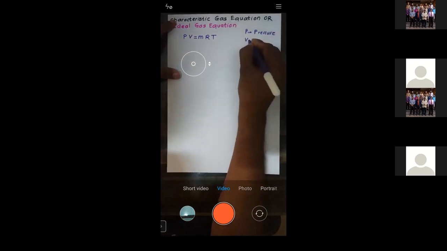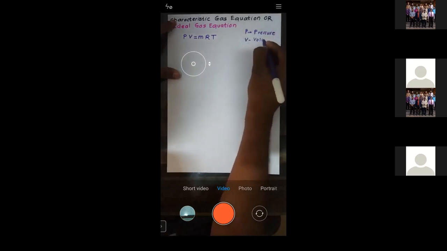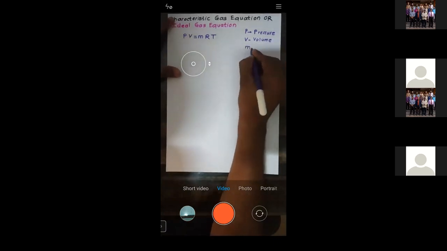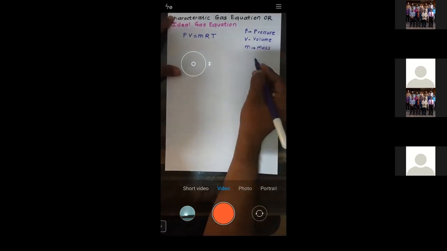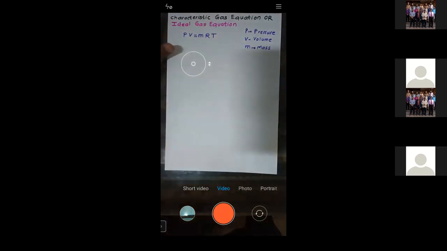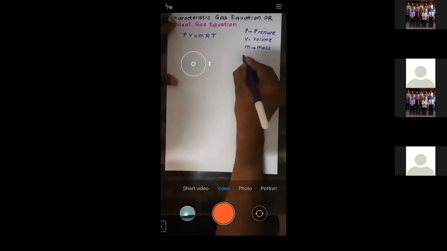What is V? V is nothing but volume. Pressure, volume. M is called the mass. R, now this is very important. Okay, so I'll just write down here R.